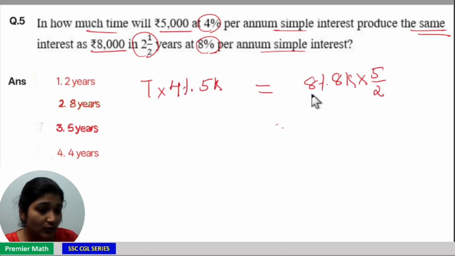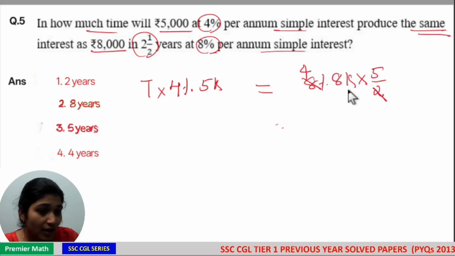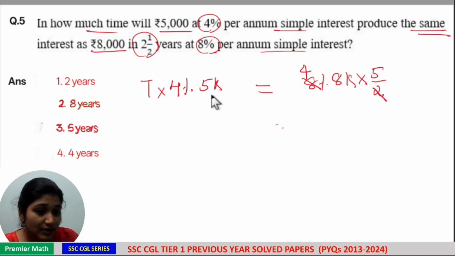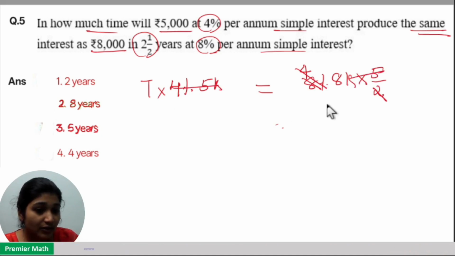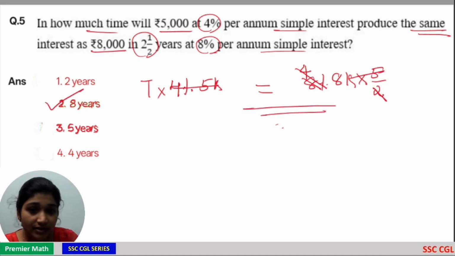So equate these two. Here if you look at this, 2 goes 4 times in 8. Now 4% of 5k is here and 4% of 5k is here, so they cancel each other. Then remaining is T is equal to 8. So option 2 is your answer. T is equal to 8 years.